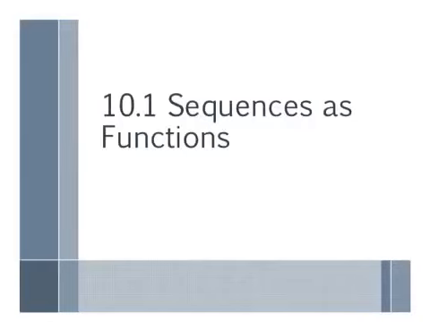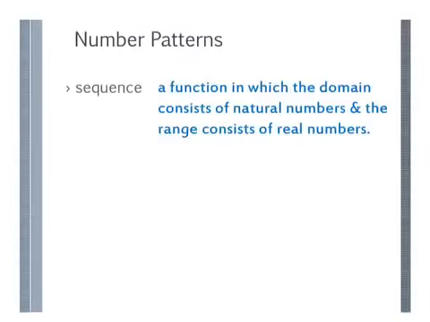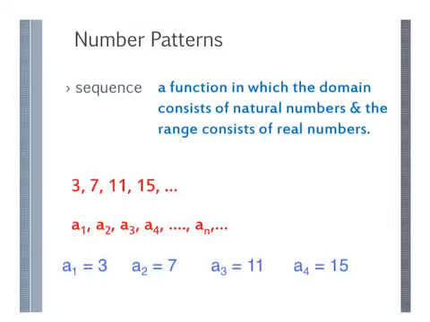10.1 Sequences as Functions. A definition. This particular chapter is about number patterns, and so we have a definition for a sequence, which is a function in which the domain consists of natural numbers and the range consists of real numbers. I know this definition might seem a little bit confusing, so don't concern yourself too much about it. It'll start to make more sense when we get through the example.